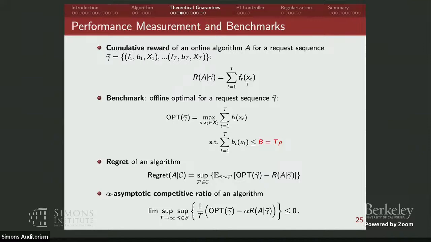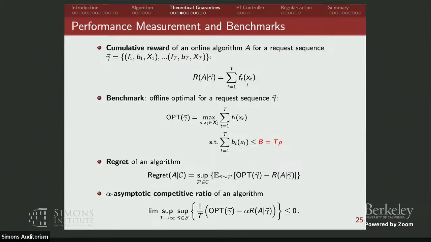So one thing is cumulative reward. It's the total reward the algorithm can collect. It's the sum of f_t(x_t). And here we also need to make sure that this x_t, which is given by the algorithm, won't exceed the budget constraint. And the benchmark we compare with is the offline optimal.